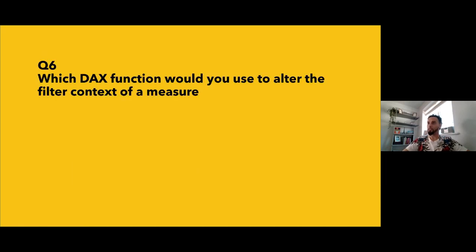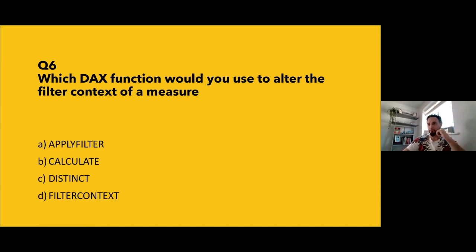Question 6. Which DAX function would you use to alter the filter context of a measure? Apply filter, calculate, distinct, or filter context. Which DAX function would you use to alter the filter context of a measure? Apply filter, calculate, distinct, or filter context.